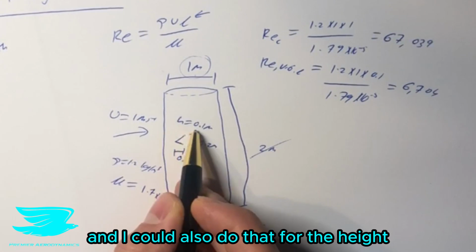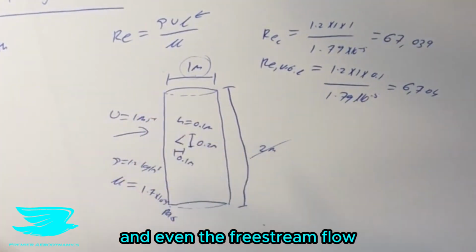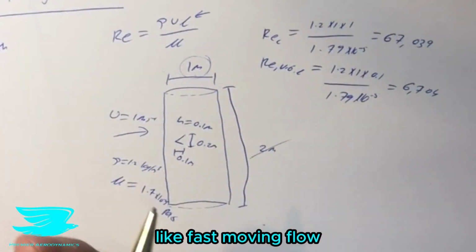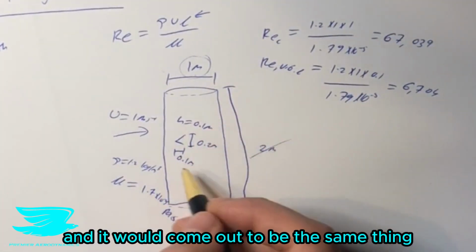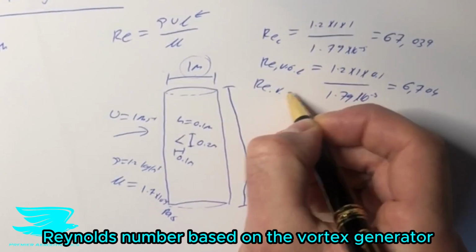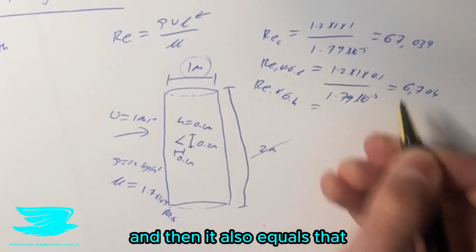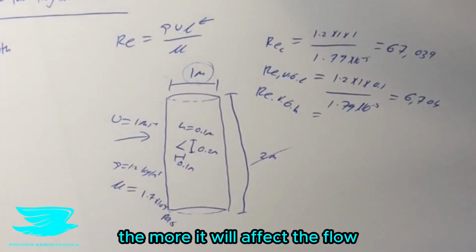And I could also do that for the height, because if it's higher, poking more out into the boundary layer and even the free stream flow, that means it's going to be sucking in faster moving flow, and that might affect the vorticity. So I could do that as well, and I would come out to be the same thing. I would just have to specify the Reynolds number based on the vortex generator's height. And I could also do it on the width, because maybe the more it fans out, the more it will affect the flow.